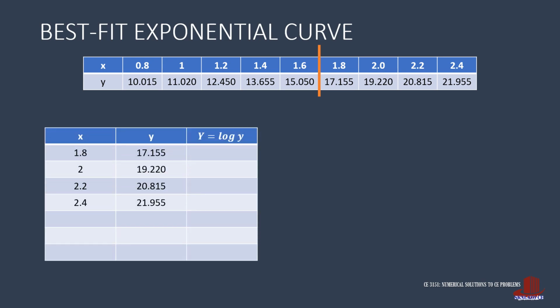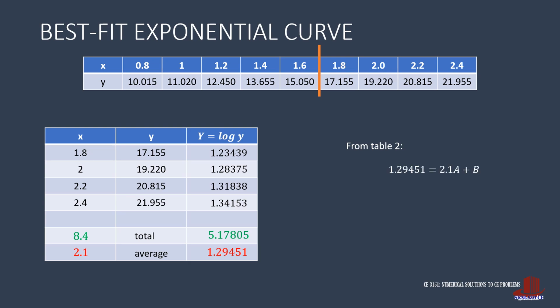For the second table, do the same with x of 1.8 to 2.4. Logarithm of y of 17.155 is 1.23439 and so on. Take the summation of values, where x is 8.4 and y is 5.17805. The average is then taken when the total is divided by 4, giving x of 2.1 and y as 1.29451. So the equation is 1.29451 as equal to 2.1a plus b.